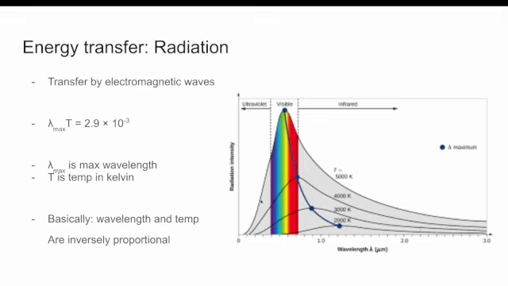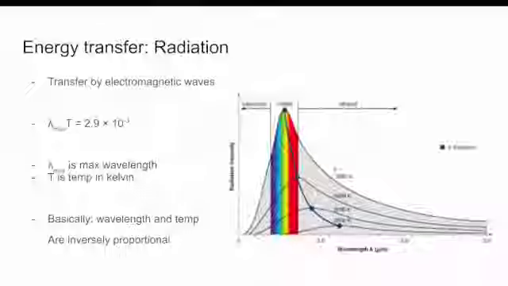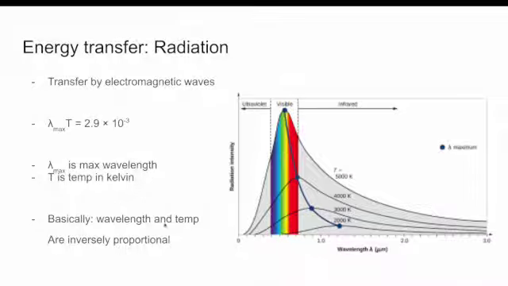So that's pretty much it. And so lambda max is the maximum wavelength. That's all you need to know for now. In the future, you can understand that we have some more definitions and we go deeper into this. But for now, this is all you need to know. And T is the temperature in Kelvin. Basically, all we need to know is that wavelength and temperature are inversely proportional, and that the graph of intensity to wavelength looks something like this, and it shifts right as the temperature decreases.